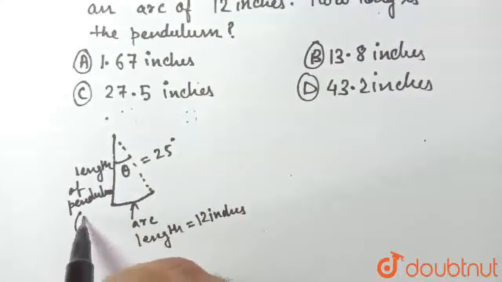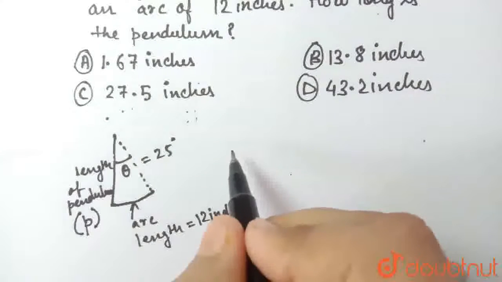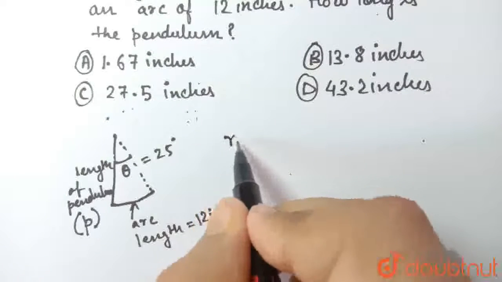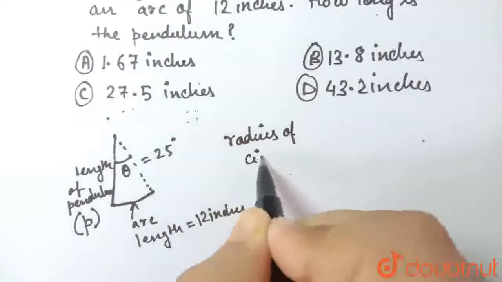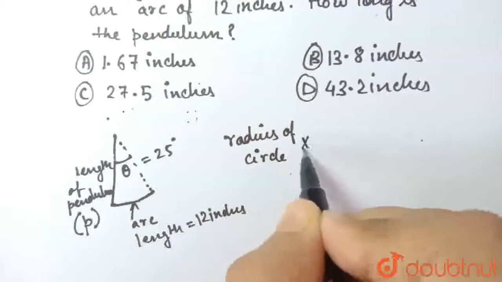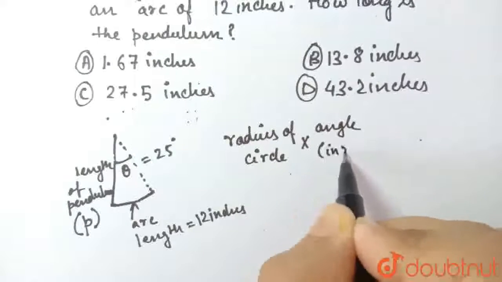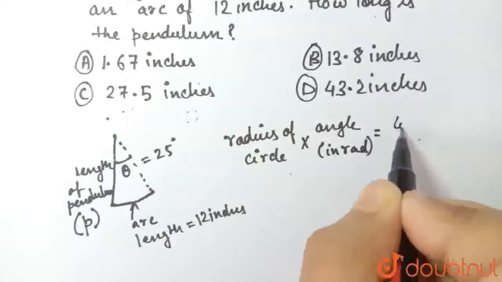Let us consider it to be P. Now we know a formula that radius of circle into angle in radians equals to length of arc.